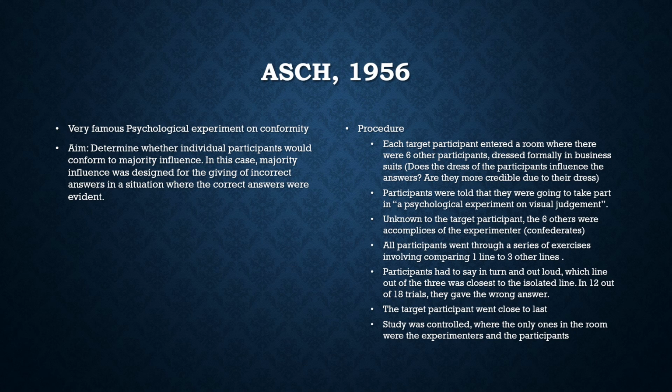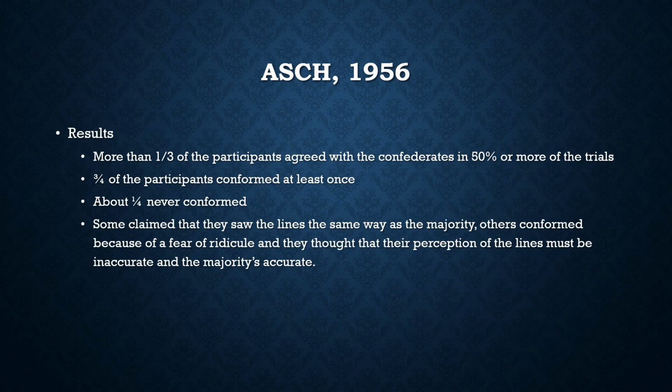And often they were told to give the wrong answer. And what they ended up finding was that in most cases, more than 1/3 of the participants agreed with the Confederates in 50% or more of the trials, even though the wrong answers they were given were very, very clear. And 3/4 of the participants conformed at least once. However, about 1/4 never conformed.